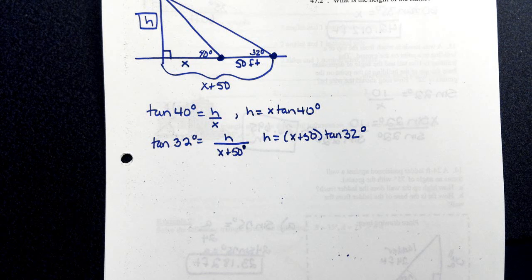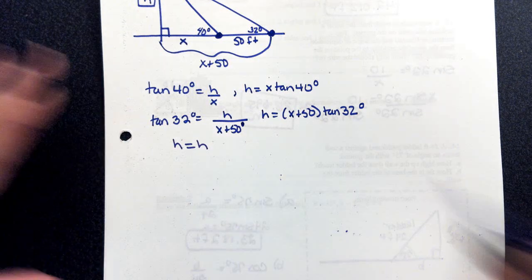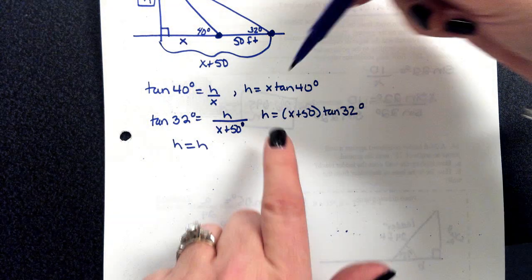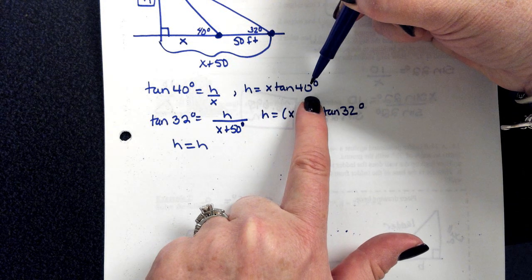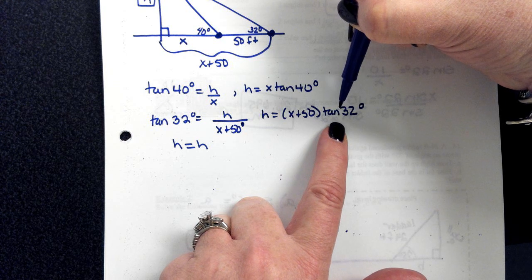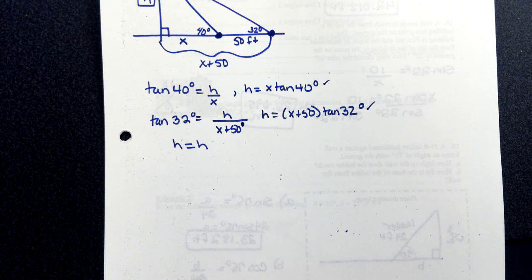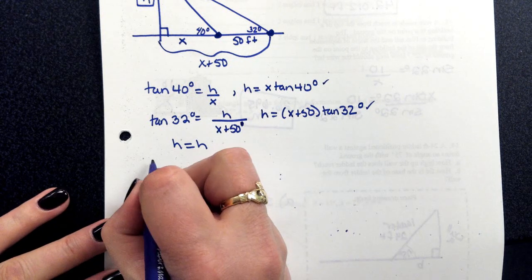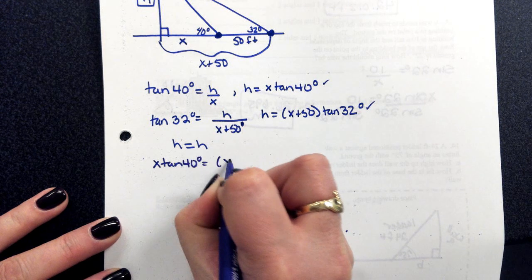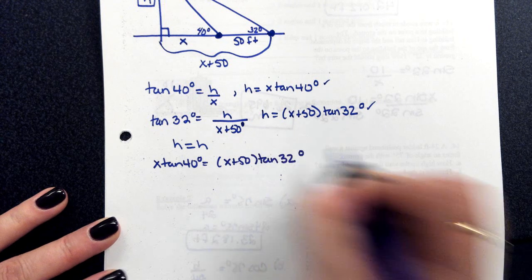Okay. Would you agree with me that the height of the building has to be equal to itself? Would you agree with that statement? So I know that the height is equal to x times tangent of 40. I know that the height is equal to x plus 50 times tangent of 32. So what do you think I can do with those two expressions? I can do what? Set them what? Equal. So I know that x times the tangent of 40 degrees is going to be equal to x plus 50 times the tangent of 32 degrees.